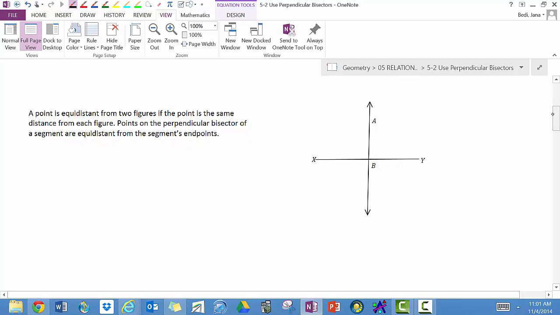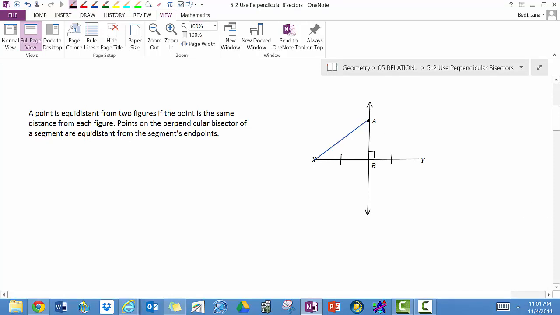A point is equidistant from two figures if the point is the same distance from each figure, or in this case, let's talk specifically about points. Points on the perpendicular bisector of a segment. So let's say this is the perpendicular bisector AB. So any point on line AB is going to be equidistant from X and Y. So the first thing is B is equidistant from X and Y. A is also equidistant from X and Y.